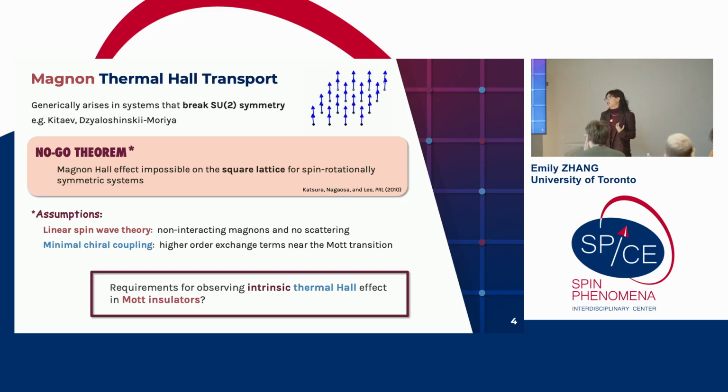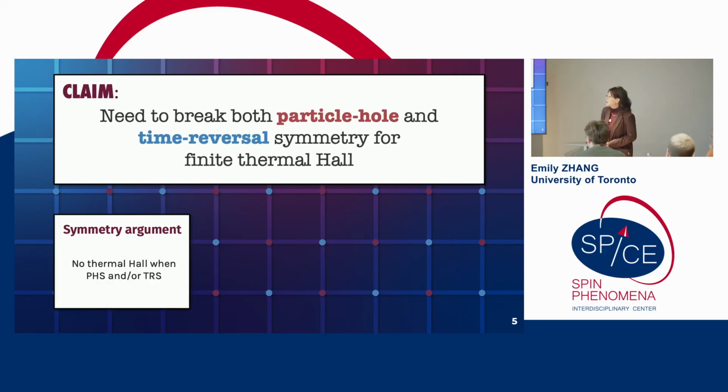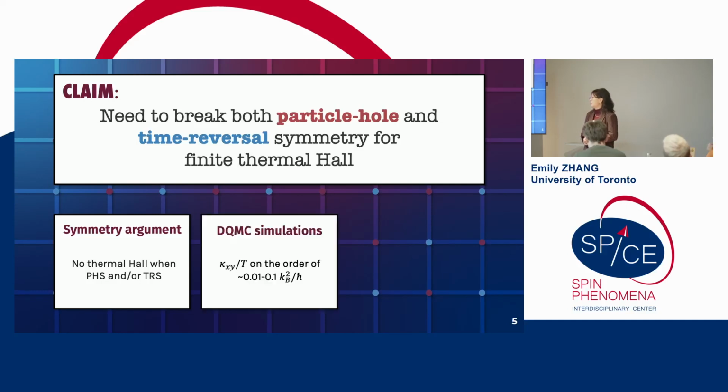Our question is, what are the requirements for observing an intrinsic thermal Hall effect? By intrinsic, I mean no phonons, no disorder, in Mott insulators. My claim, which I hope to convince you of today, is that you need to break both particle-hole and time reversal symmetry to see a finite thermal Hall effect. I hope to convince you of this in three ways. First, I'm going to provide a symmetry argument that shows that you don't see a thermal Hall effect when your system has particle-hole symmetry and/or time reversal symmetry.